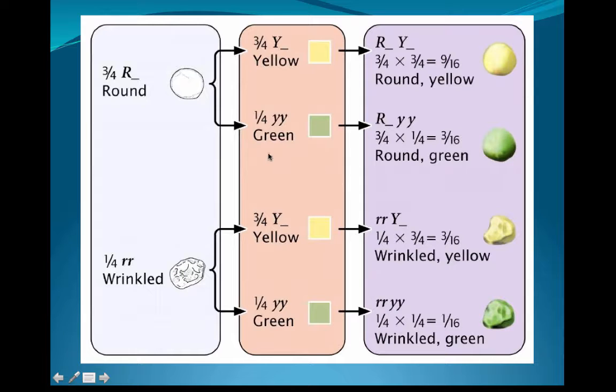Likewise, you're going to do that again for the rest of the 75% of the seeds that are round, except instead of looking at the yellow seeds, you're going to look at the green seeds, and you just multiply across. So 3/4 from the round seed times 1/4 from the green seed gives you 3/16 that are going to be round and green. And then you just complete that pattern for the wrinkled phenotype as well.